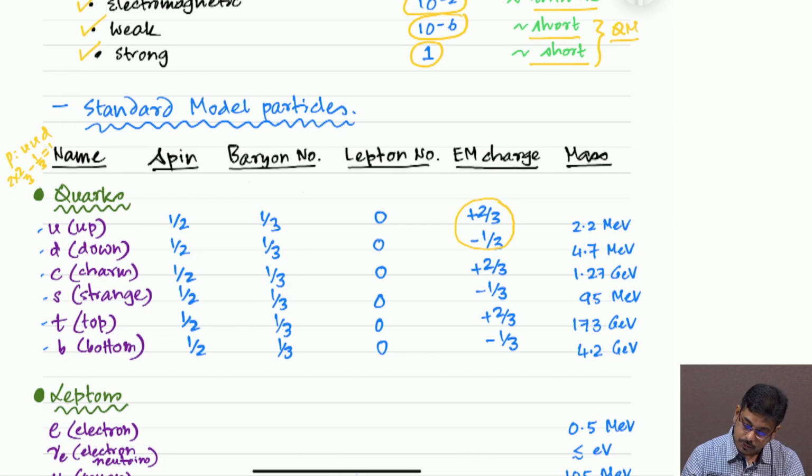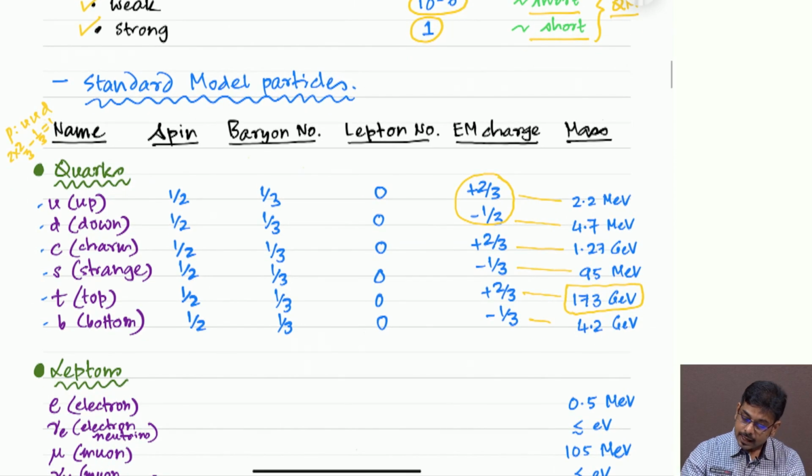Now, if you look into the masses of these quarks, for example, up has a mass of 2.2 MeV, down is a little heavier at 4.7, charm is way heavier at 1.27 GeV, and 95 MeV for strange. Top is the heaviest fundamental matter particle. It has a mass of roughly 173 GeV, whereas the bottom has a mass of 4.2 GeV. An interesting thing you can see is that the first two, up and down, have the least mass, then charm and strange have a little heavier mass, and top and bottom are the heaviest ones, and these are usually assigned to 3 families.